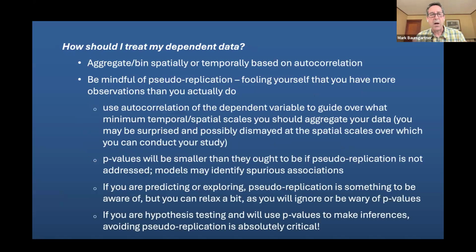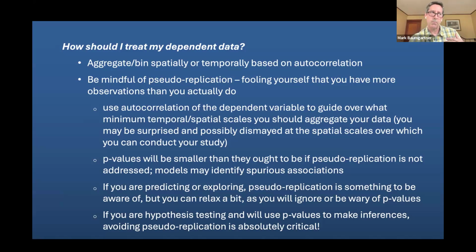So how is it that you should treat your dependent data? Okay, I'm going to do presence, absence, or I'm going to do density. So I'm going to stick that into the model. Do I just stick it in and go? Well, that depends on your purposes, but it may be helpful to aggregate or bin spatially or temporally based on something called autocorrelation. So I'm going to talk for a little bit about this idea of autocorrelation.